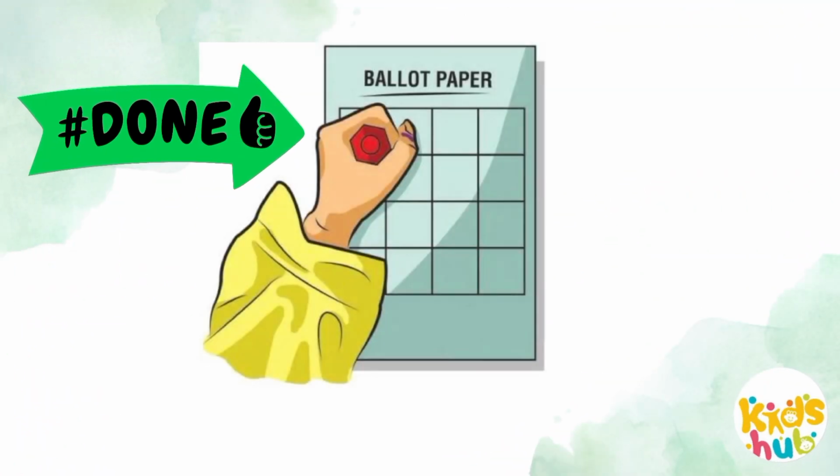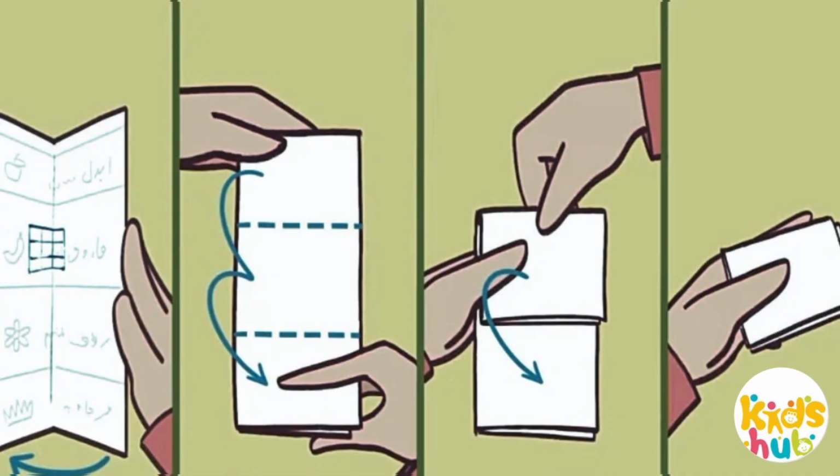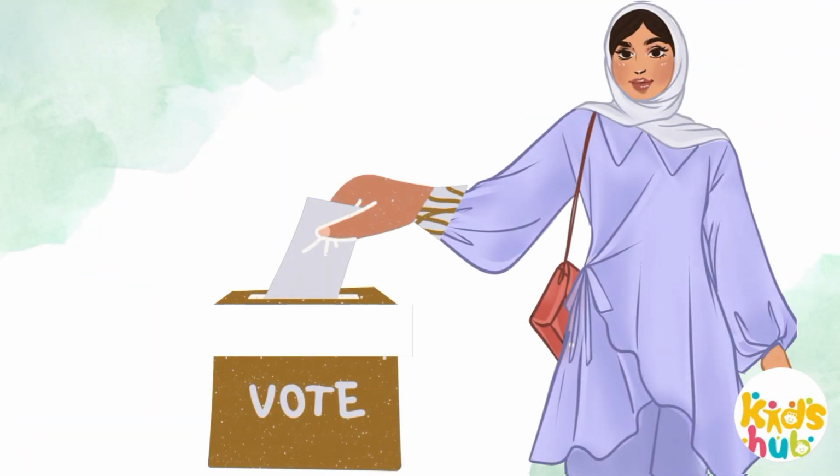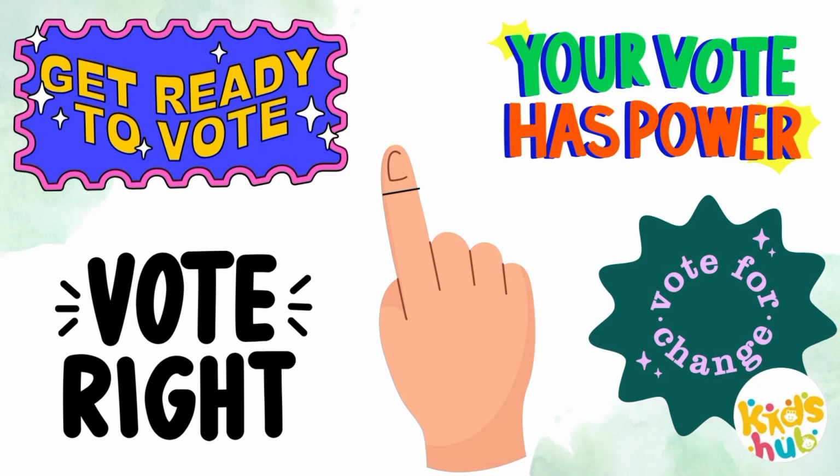Once she's done with the stamping, Sana has to double fold the paper like this and put the white ballot paper in the box with a white cover and the green ballot paper in the box with the green cover, and that's that. It's not so complicated to make your voice count, so prep ahead and vote now.